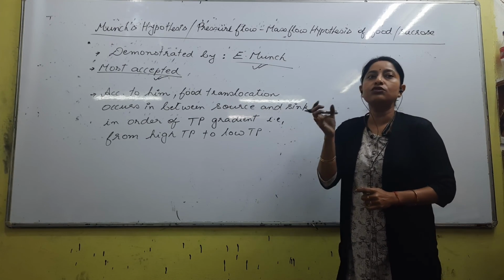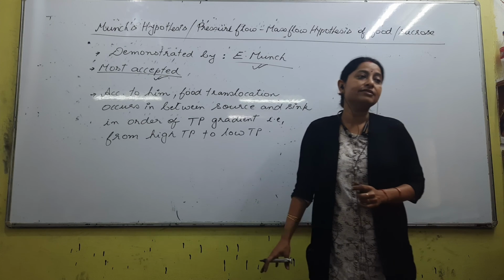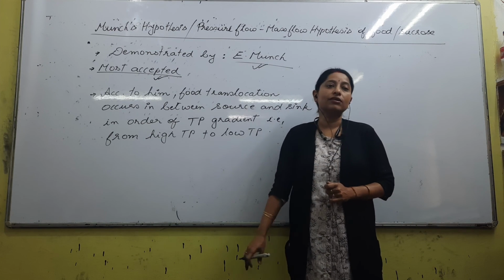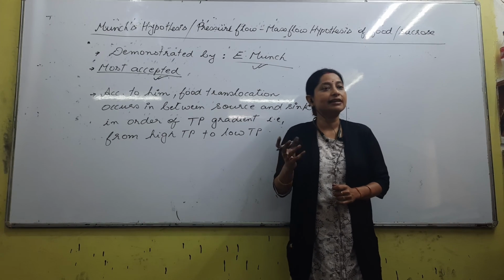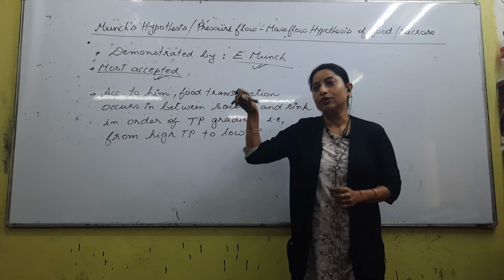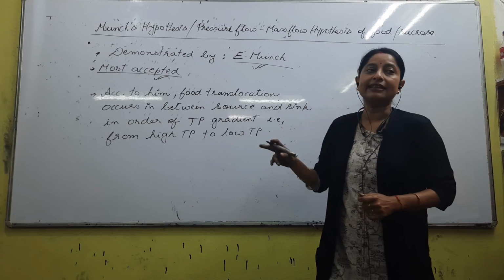The place where food is synthesized, he said, is what is called the source, and the place to which the food will get transported is called the sink. And that pipe, the connection between them, is nothing but the phloem.